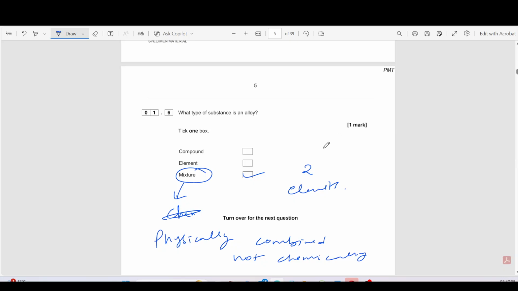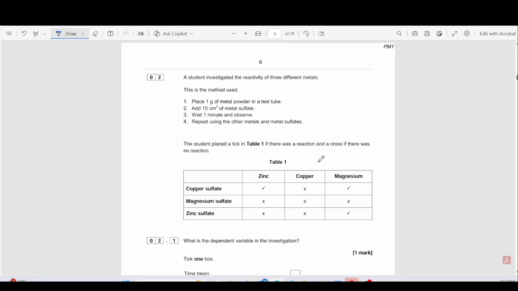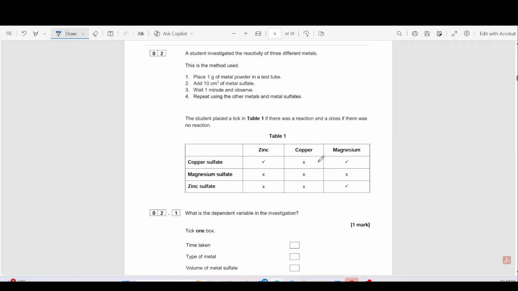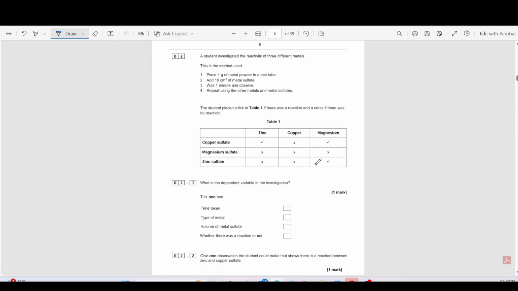Okay, we have the next question here. A student investigated the reactivity of different metals, and this is the method used. What the student does is place 1 gram of metal powder in a test tube, add a metal sulfate, and then wait for 1 minute and observe, and then repeat using other metals and metal sulfates. So what is the dependent variable in the investigation?